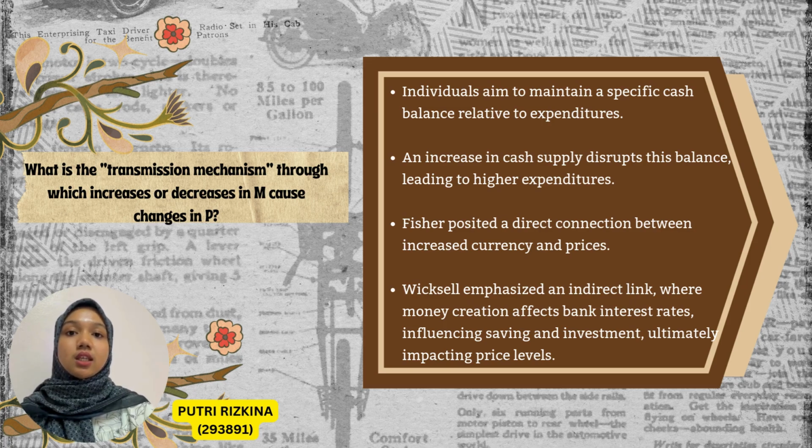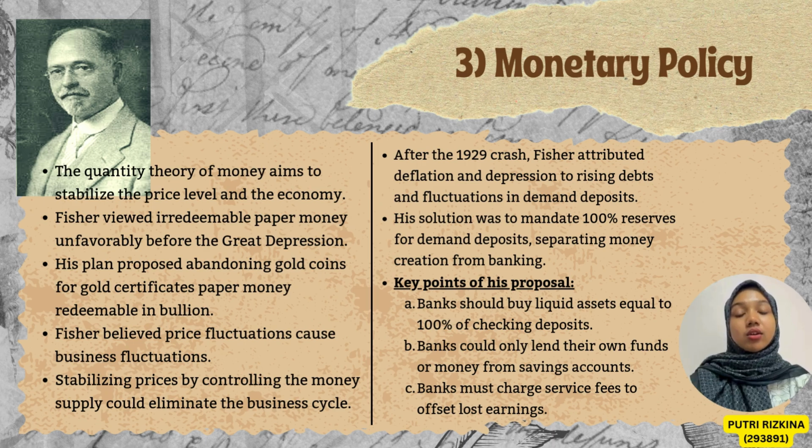So as we can see here, Fisher's theory said that there is a direct link between currency and price level, while Wicksell emphasized there is an indirect link. The last theory of Fisher is monetary policy. As we know, the quantity theory of money aims to stabilize the price level and also the economy.